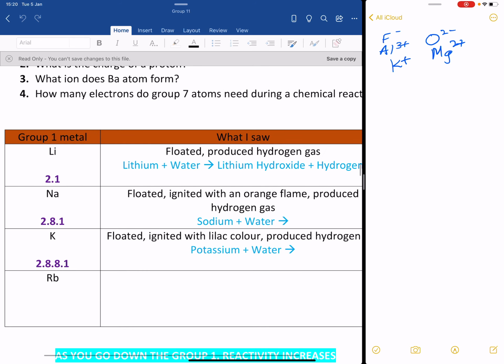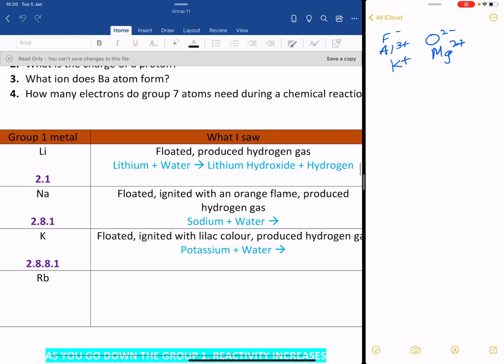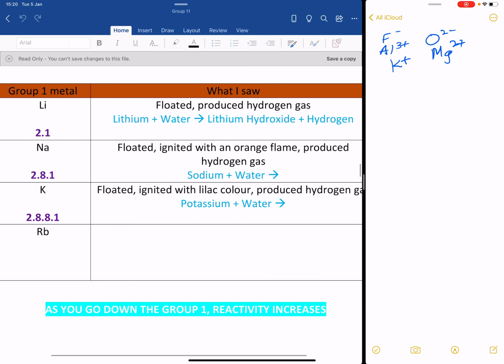How many electrons does a group 7 atom need during a chemical reaction? If it's in group 7, it wants one more to make that magic number of 8, so it'll be 1. Here are some of the reactions that you should be able to talk about and write the word or symbol equation. Pause the video here when you're ready.